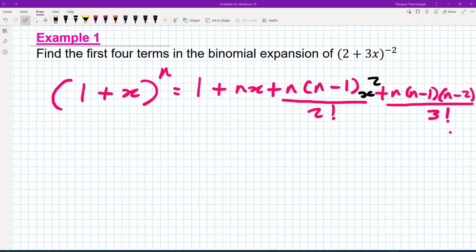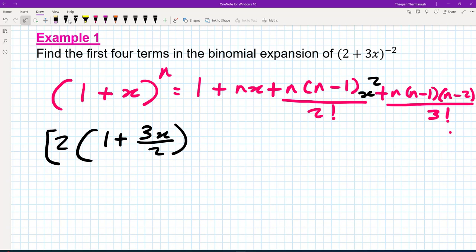Here's a question for you to try. You can pause the video, and when you're done, I will go through my worked solution. Okay, welcome back. So we're going to write this, first of all, in the correct form. So we could write that, take 2 out as a common factor. And if we take 2 out as a common factor, we're going to get 1 plus 3x over 2. And now don't forget, all of this is raised to the power of minus 2.